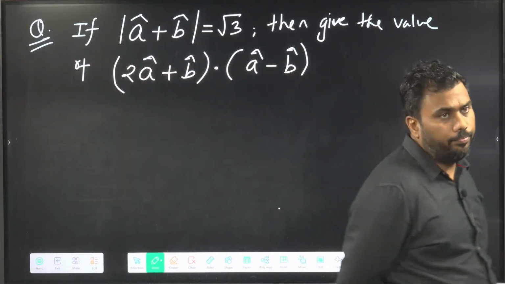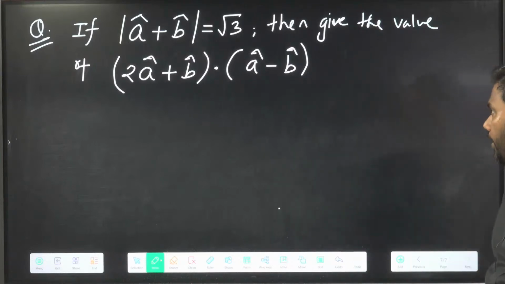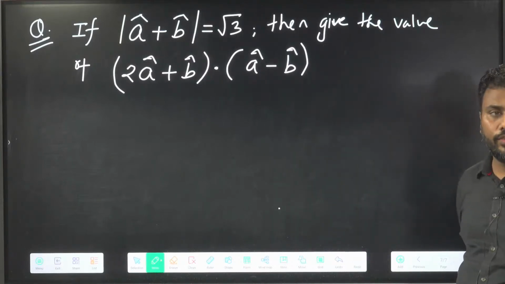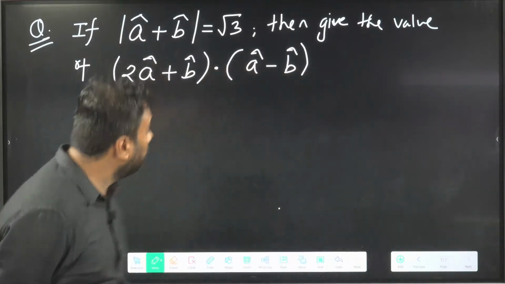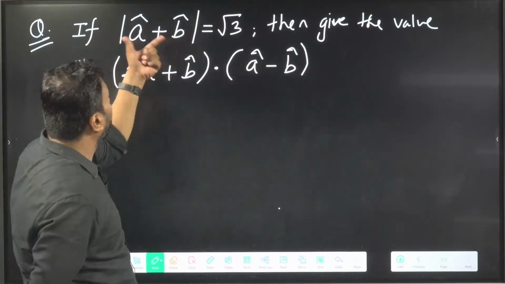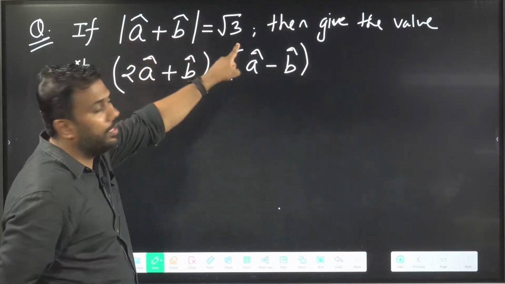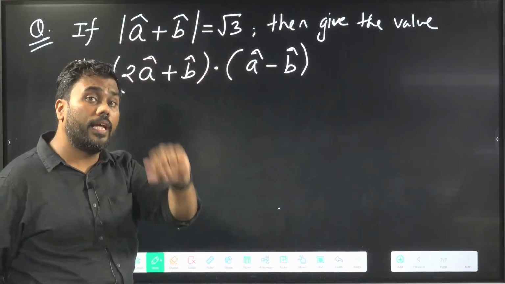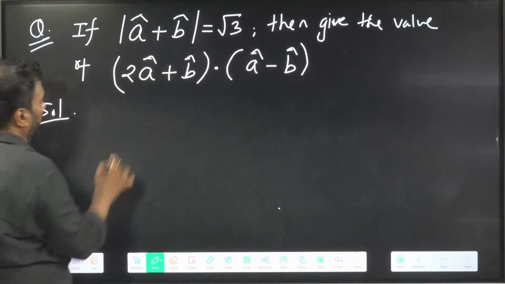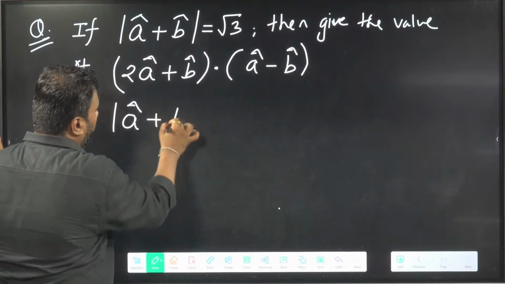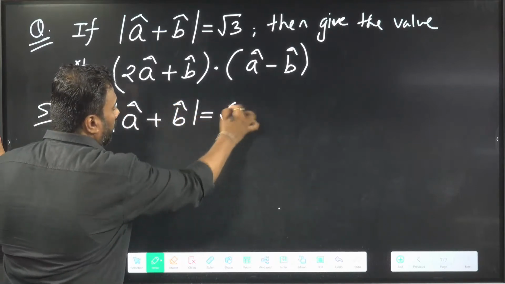Magnitude of a cap plus b cap is root 3. Then give the value of this. Remember, we have done this question today itself. Magnitude of a cap and b cap is 1, and magnitude of a cap plus b cap is root 3. Then the angle between a cap and b cap is 60 degrees.